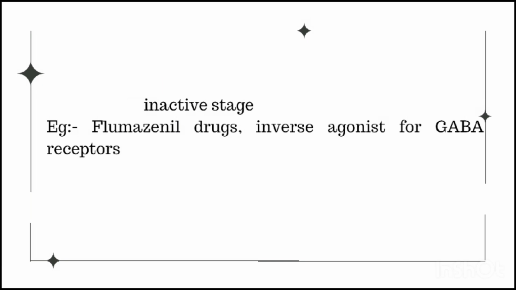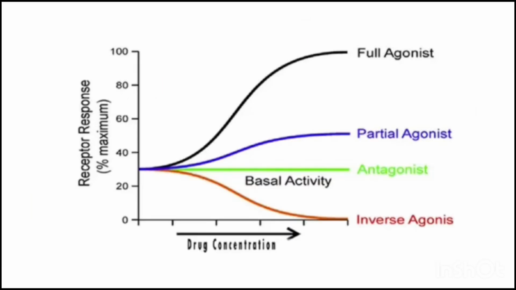Now in this graph we can see the receptor response to drug concentration. As you can see, full agonists give 100% result. Partial agonists, even when their concentration is high, give only 50 to 60% result. And inverse agonists, in turn, result in decreasing the activity of the receptor. That is all about agonists.